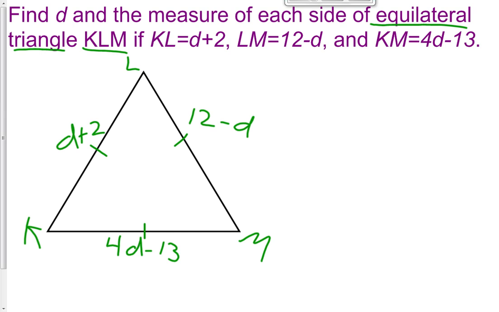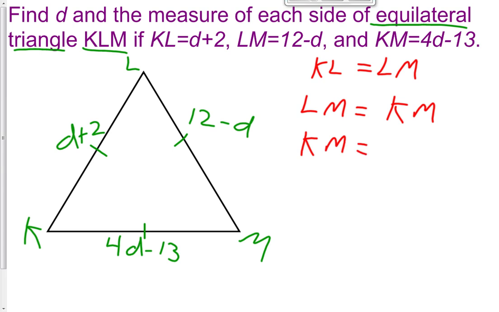So when it says find D and the measure of each side, there are three different ways I could solve this. I know that KL is an equal distance to LM. I know that LM is a congruent distance to KM. And I know that KM is a congruent distance to LK. So I could set any two of the three of these sides equal to each other and solve for D because they're all congruent to each other. So it really doesn't matter.